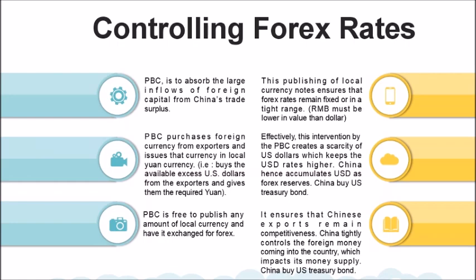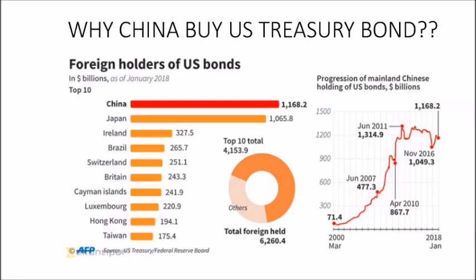This means that the renminbi must be lower in value than the dollar. Effectively, this intervention by the Bank of China creates a scarcity of US dollar which keeps the USD rate higher. China hence accumulates USD as forex reserve. This is to ensure that Chinese exports remain competitive. China's tight control on the foreign money coming into the country impacts its money supply. China also buys the US Treasury bond.